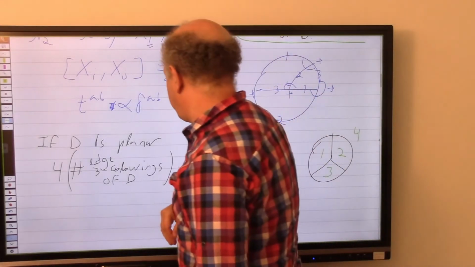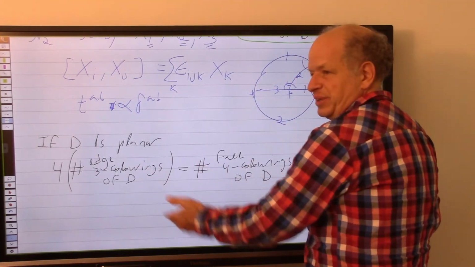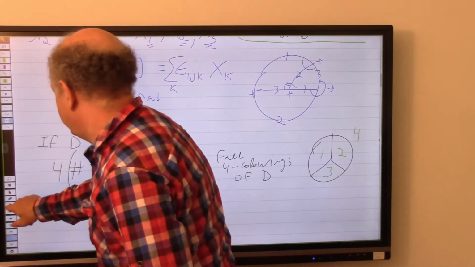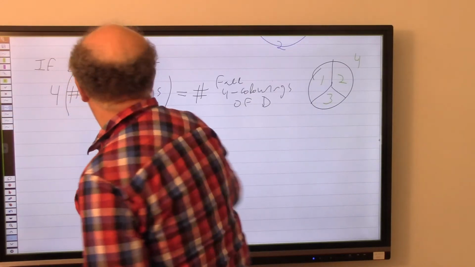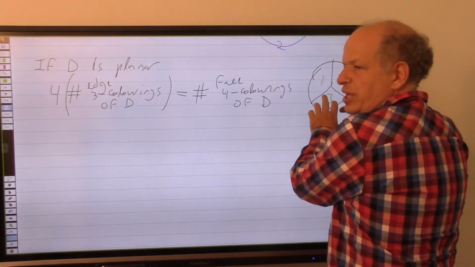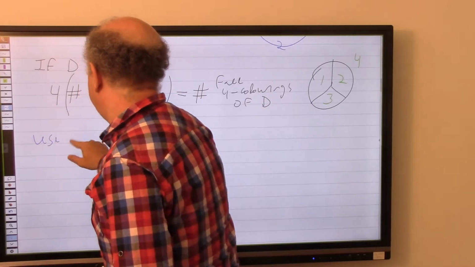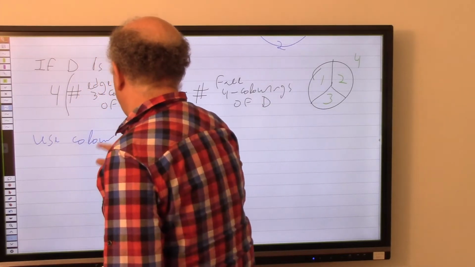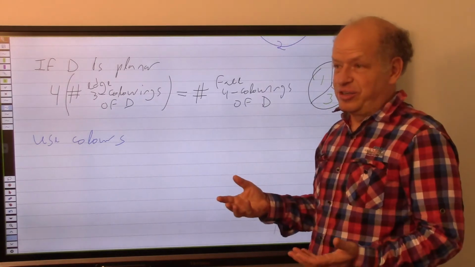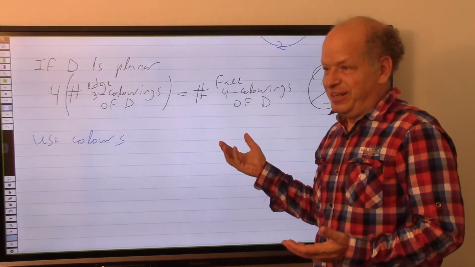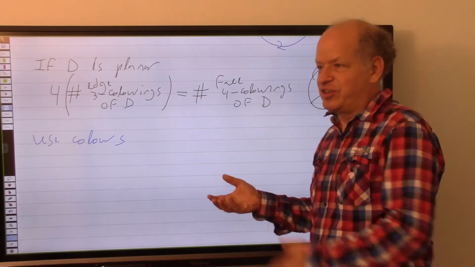So why is this true? This is kind of lovely. This is true because for the 4 colorings, it actually matters which colors you use for the proof. If you think all colors are the same, you're wrong. You have to choose the colors right.